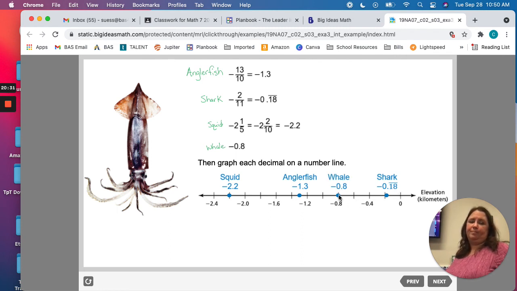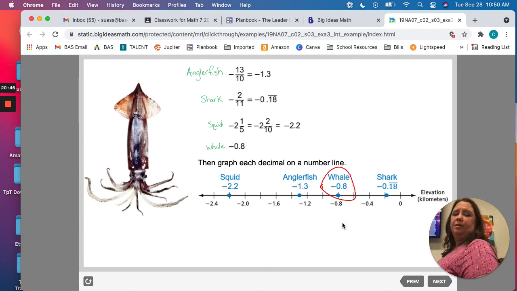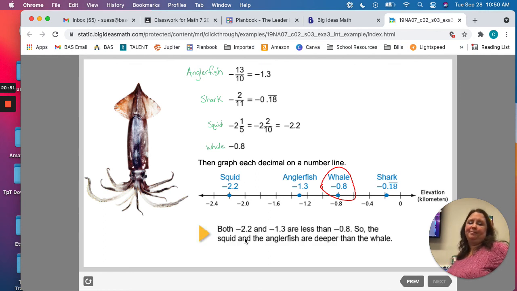Okay, what was the question asking us? Which of the creatures are deeper than the whale? So we find the whale. Which creatures are to the left of the whale? Anglerfish and squid. Anglerfish, yes. Because both of those are further negative, deeper than the whale.